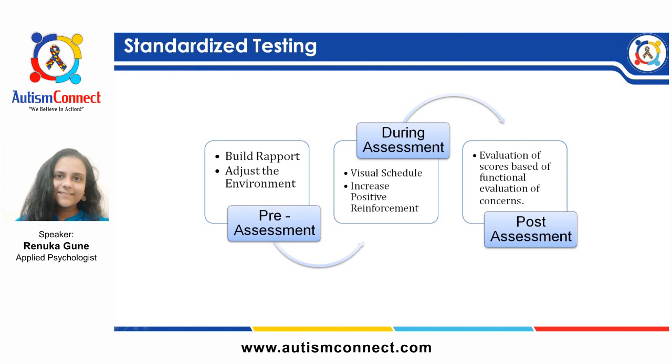Adjust the environment. Now, adjusting the environment might also include simple things such as sensory concerns that the child is facing, right? If they have access to preferred seating, make that available. If they require fidget toys, make that available. Also be aware if the child is used to certain types of reinforcements, right?